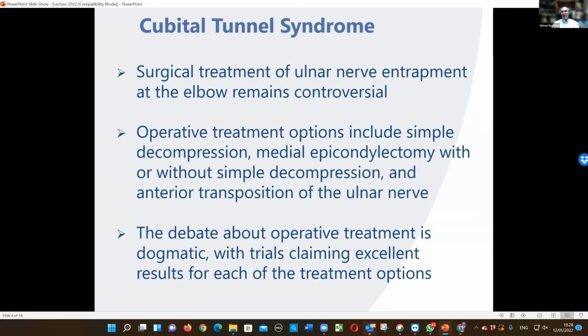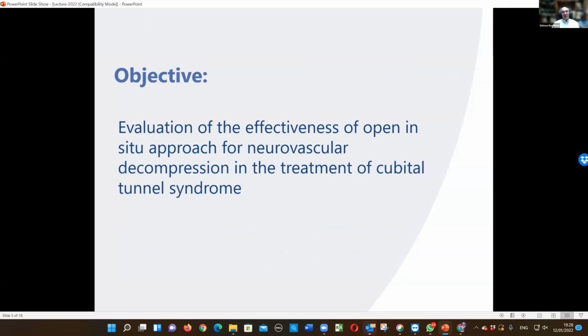Surgical treatment of ulnar nerve entrapment at the elbow remains controversial. Operative treatment options include simple decompression and anterior transposition of the ulnar nerve. The debate about operative treatments is dogmatic, with trials claiming excellent results for each of the treatment options. The objective of this presentation is evaluation of the effectiveness of the open in situ approach for neurovascular decompression in the treatment of cubital tunnel syndrome.